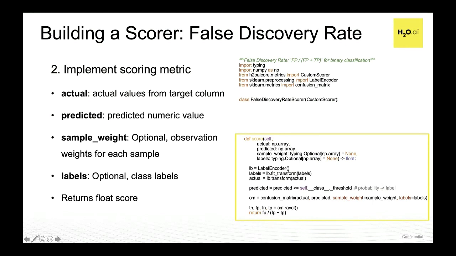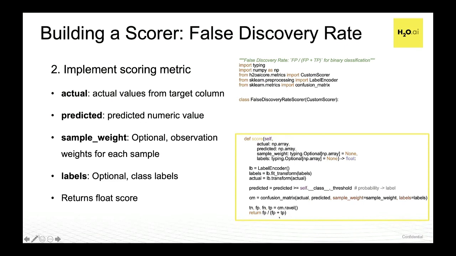So, you might use 0.5 by default, or maybe for your business case, you want that to be higher or lower, but we'll pick a threshold. So we're basically making our actuals and predicted values both be either 0 or 1. We're then going to call sklearn's confusion matrix, and we're getting back the true negative, false positive, false negative, and true positives from our confusion matrix, and then we're returning back our algorithm that we talked about.